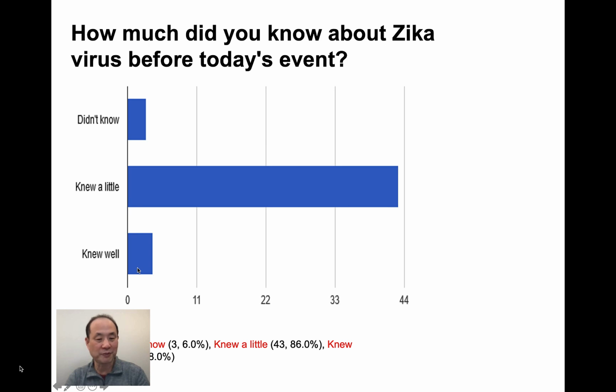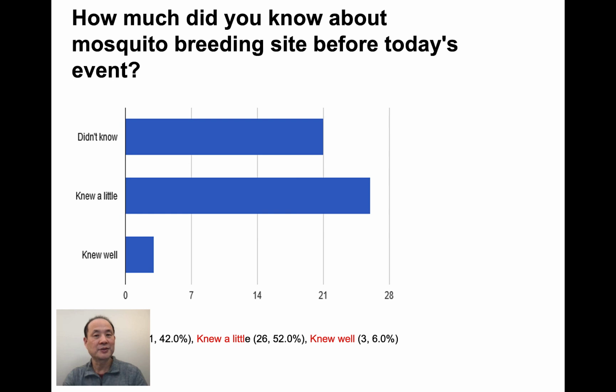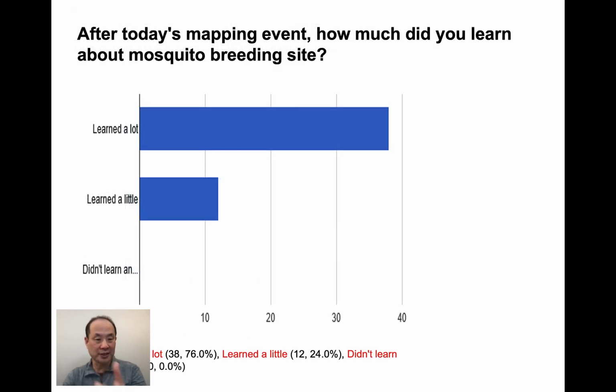It's very like one person, right? And then didn't know. But after the community mapping event, they said learned a lot, learned a little, like didn't learn. So basically this tells how students are learning much more doing this kind of project-based learning, especially community mapping. It's a similar thing. How much did you know about the mosquito breeding site? Knew a little, knew well. This is before the community mapping event, and this is after the community mapping event too.